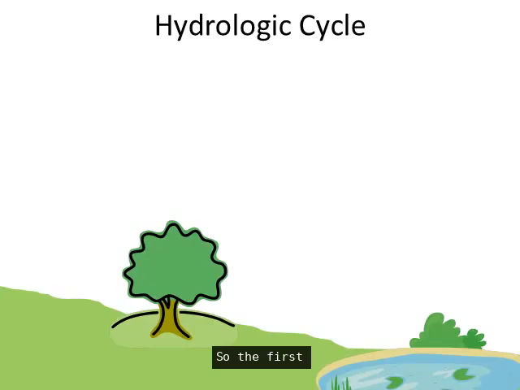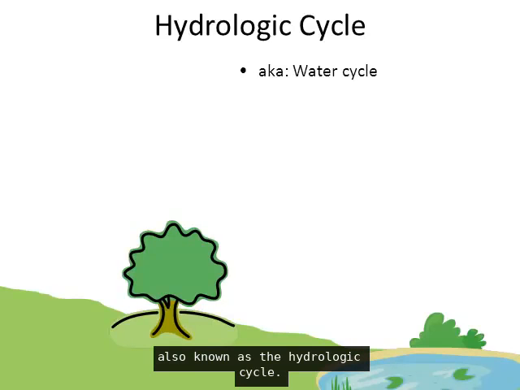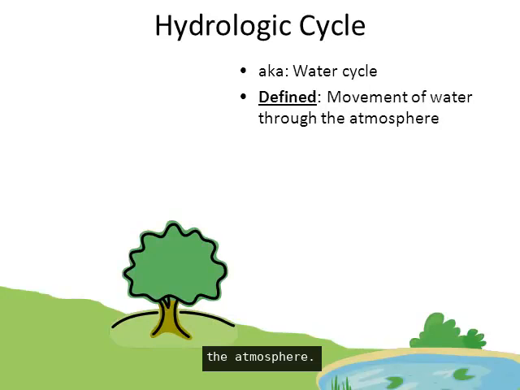So the first biogeochemical cycle I want to mention is the water cycle, also known as the hydrologic cycle. And in this cycle, it's simply the movement of water through the atmosphere.